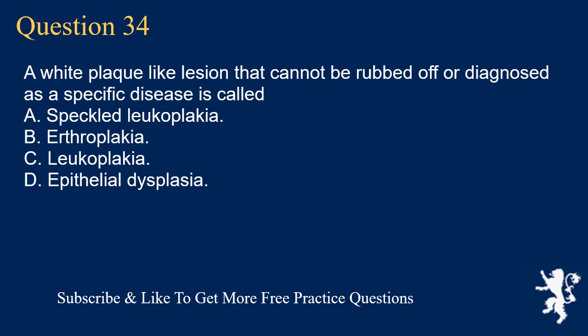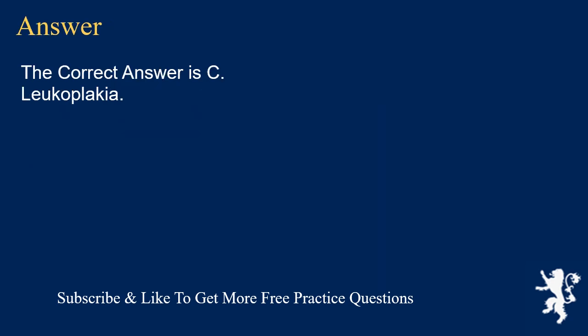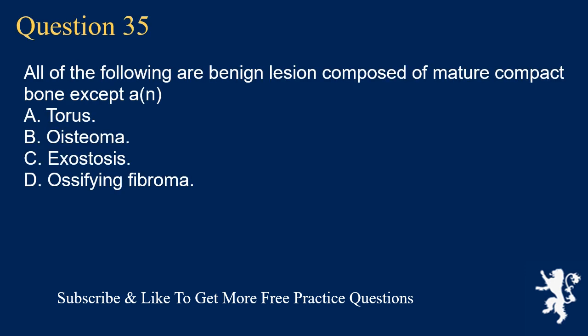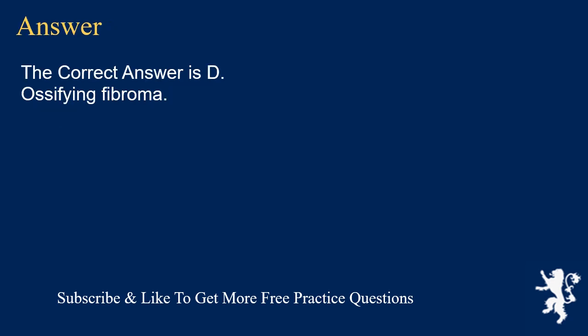Hemangioma. Question 34. A white plaque-like lesion that cannot be rubbed off or diagnosed as a specific disease is called A. speckled leukoplakia. B. erythroplakia. C. leukoplakia. D. epithelial dysplasia. The correct answer is C. Leukoplakia. Question 35. All of the following are benign lesions composed of mature compact bone except A. torus. B. osteoma. C. exostosis. D. ossifying fibroma. The correct answer is D.